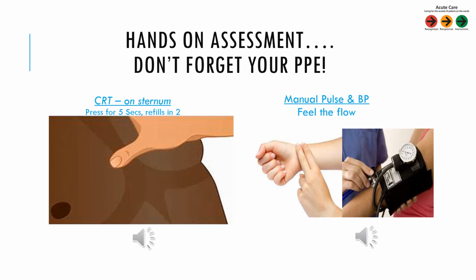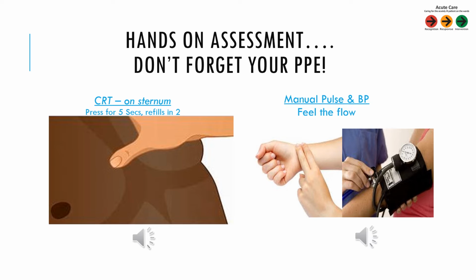Pulse and blood pressure should be checked manually. There are 2 reasons for this. Firstly, the pulse oximeter will give you a heart rate, but it will not tell you anything about the rhythm or the strength of that pulse. And the Dinamap machines are known to only give an accurate blood pressure above 80 millimetres of mercury.